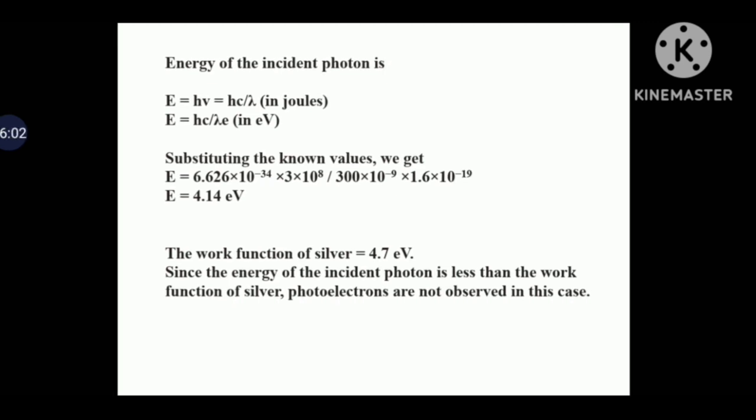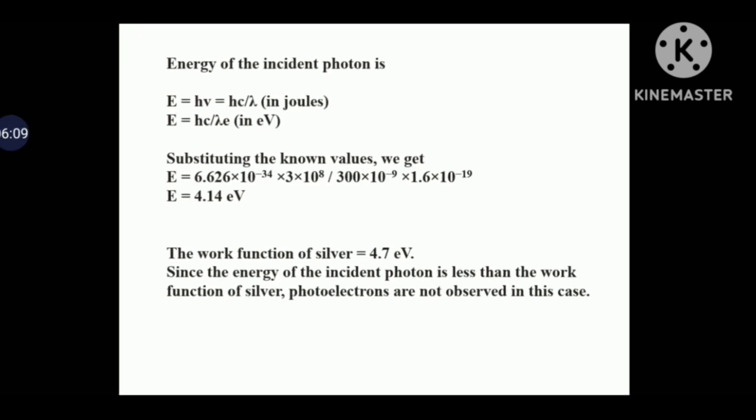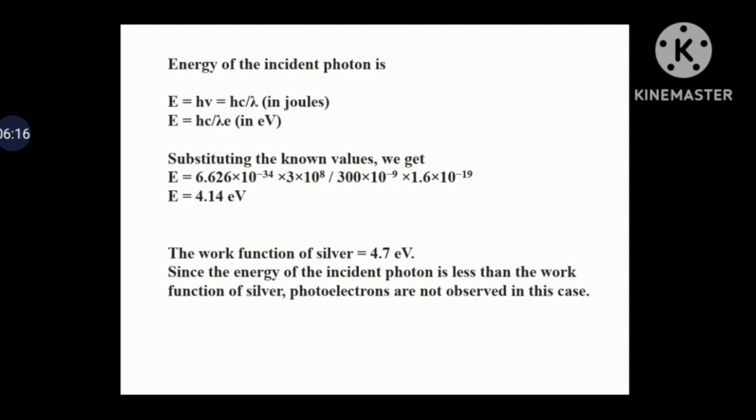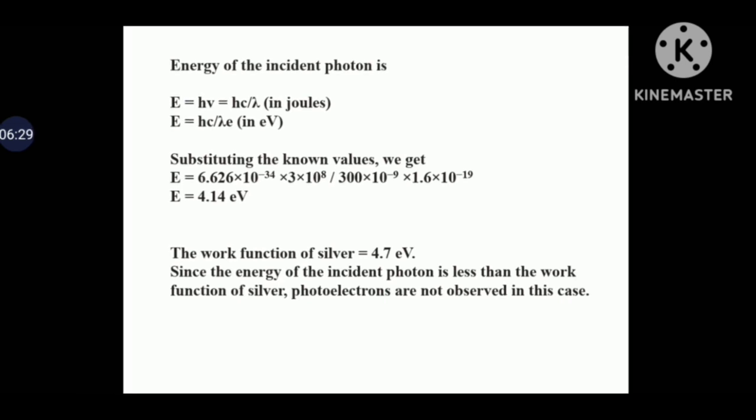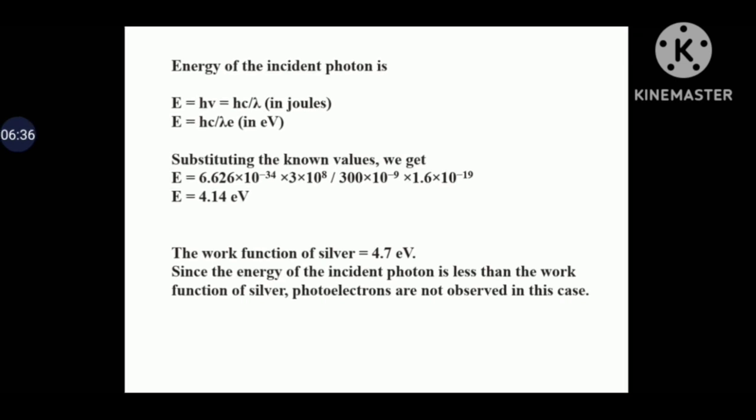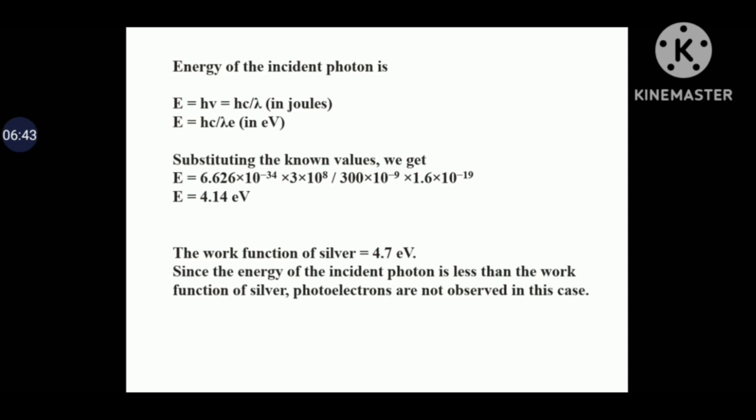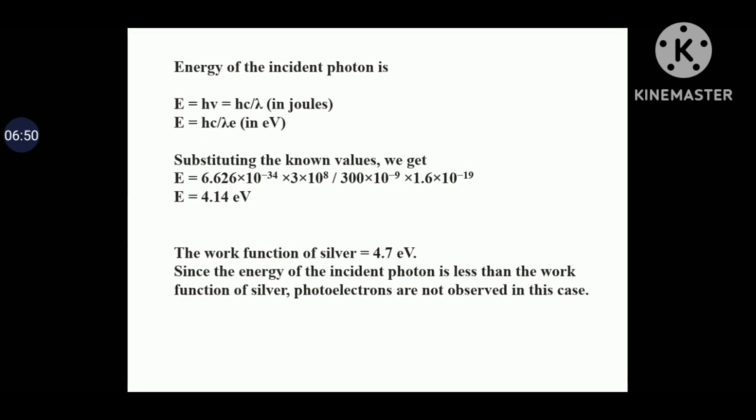Energy of the incident photon is E equal to h nu. We know frequency and wavelength are inversely proportional to each other. Hence, E can be written as hc upon lambda. Substituting the values, we get energy of the incident photon is 4.14 electron volt. The work function of silver given in the problem is 4.7 electron volt. Since the energy of the incident photon is less than the work function of silver, photoelectrons are not observed in this case.